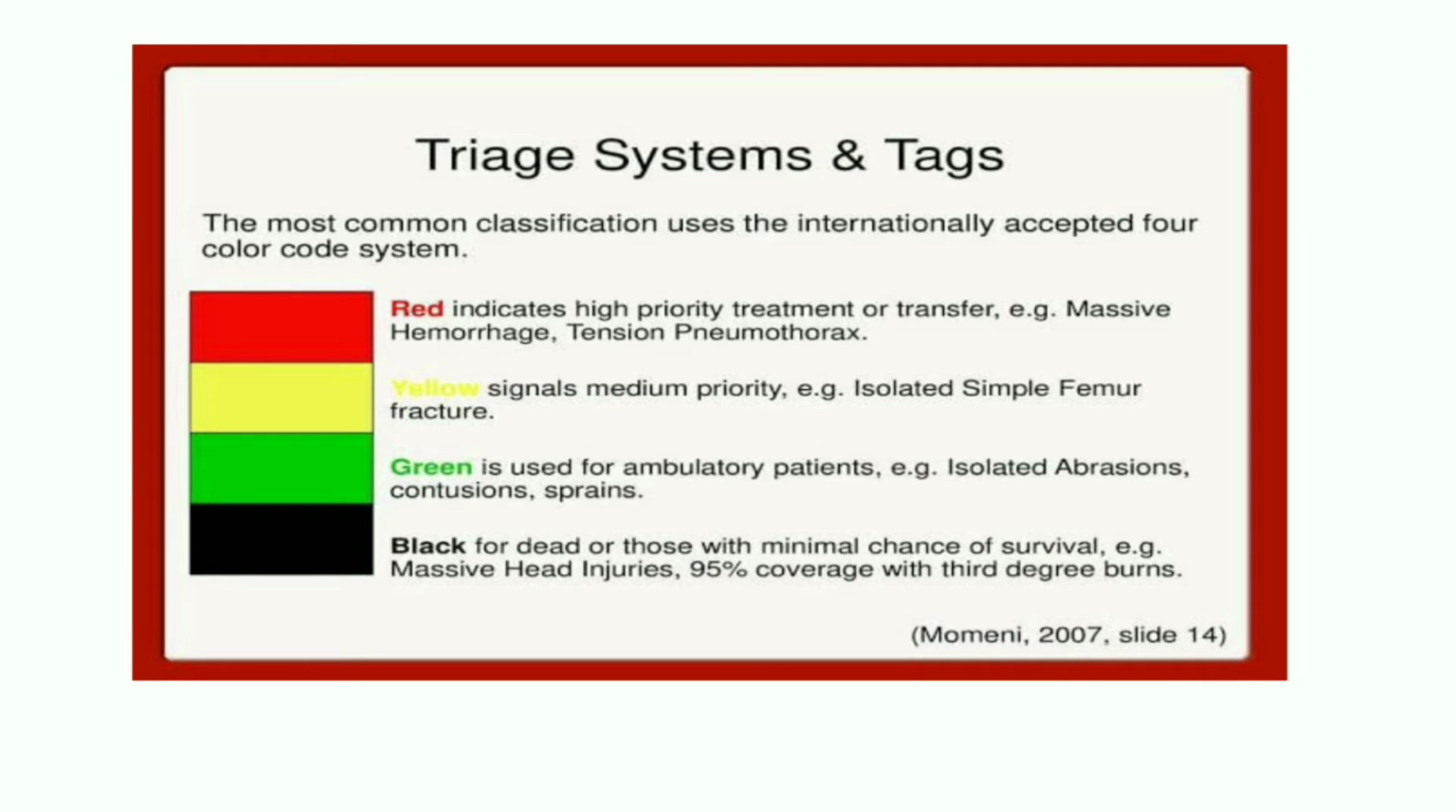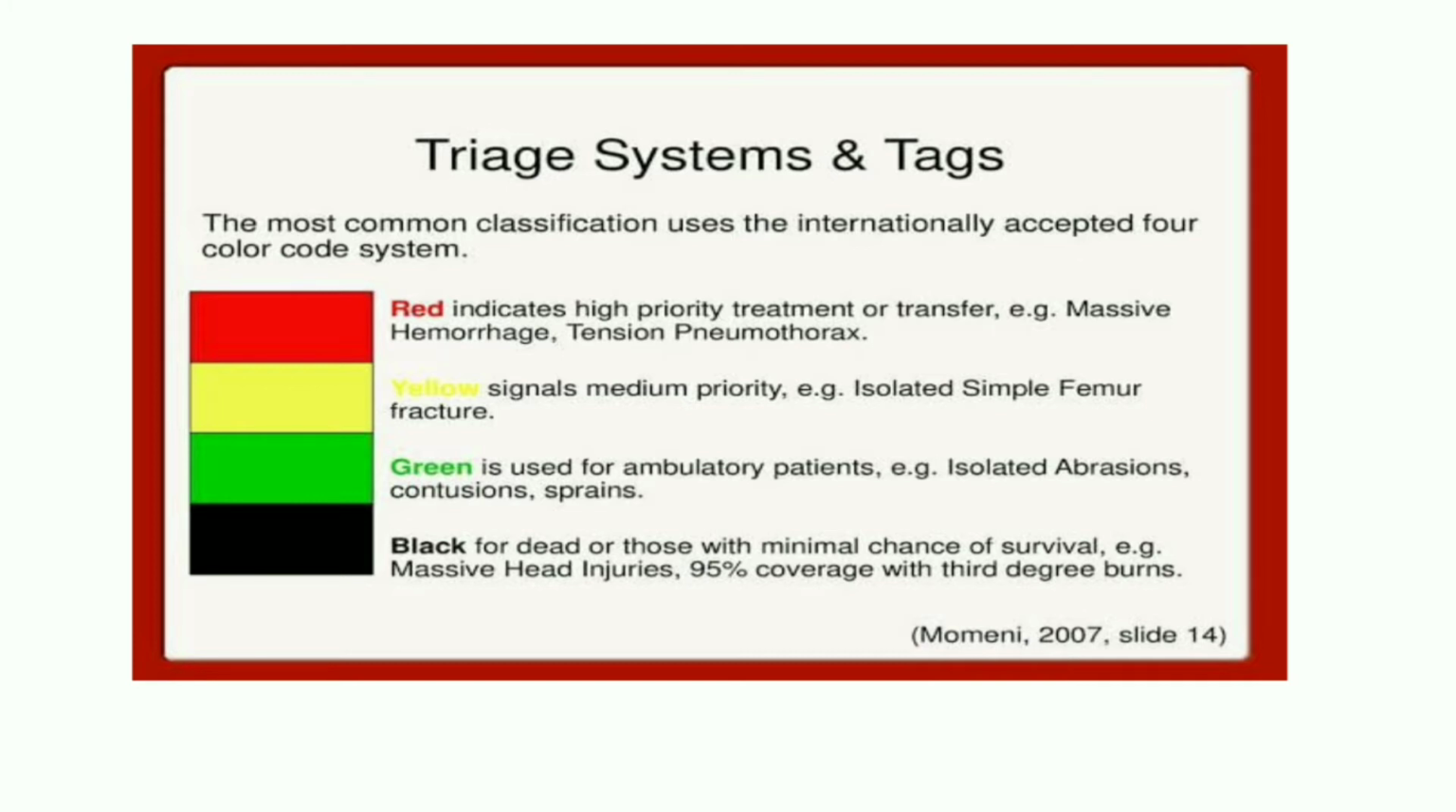This is the triage system and tags. We use this triage system to categorize patients according to the severity of illness. You can see 4 color codes there: red, yellow, green and black. Red indicates high priority treatment or transfer. For example, massive hemorrhage, tension pneumothorax.